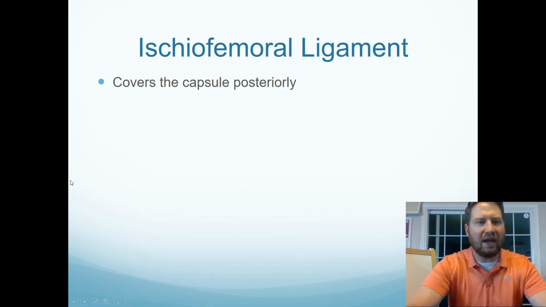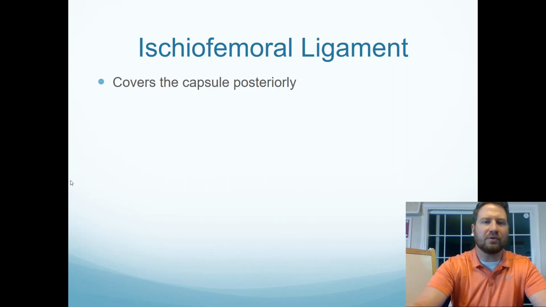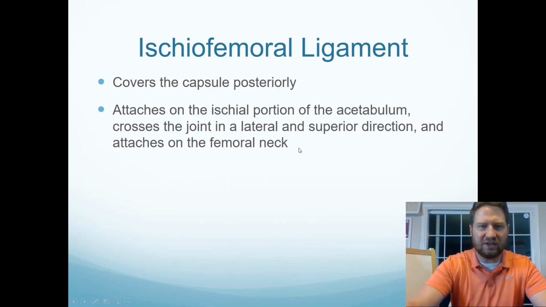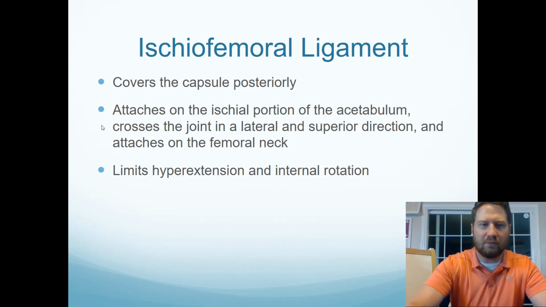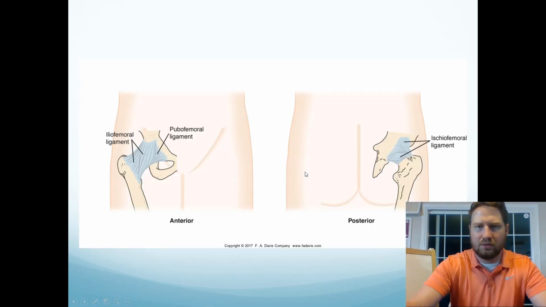All right, next we have our ischiofemoral ligament. It's the last of the three, and it covers the capsule posteriorly, where it attaches on the ischial portion of the acetabulum, crosses the joint in a lateral and superior direction, and attaches on the femoral neck. This one limits hyperextension and internal rotation. You can also see that it has the same type of spiral orientation as the iliofemoral and the pubofemoral ligament.